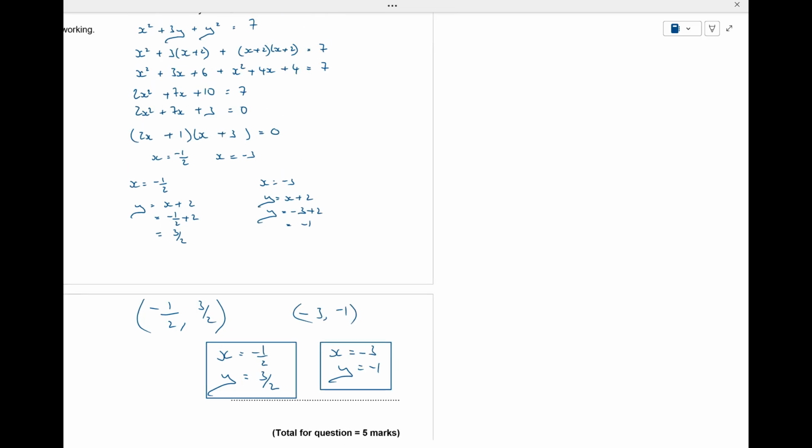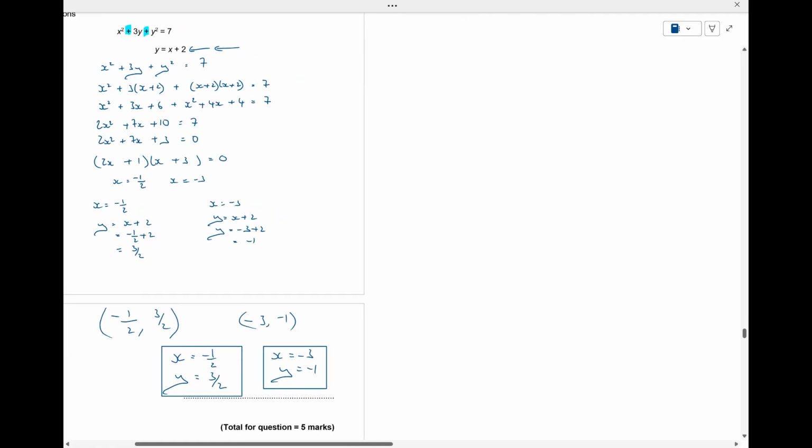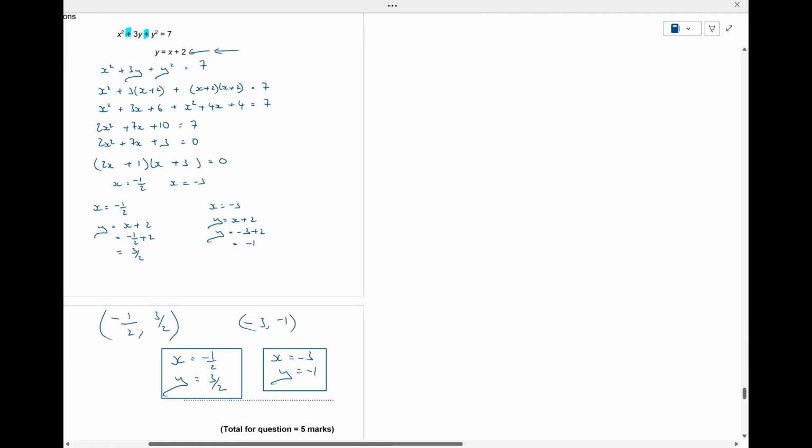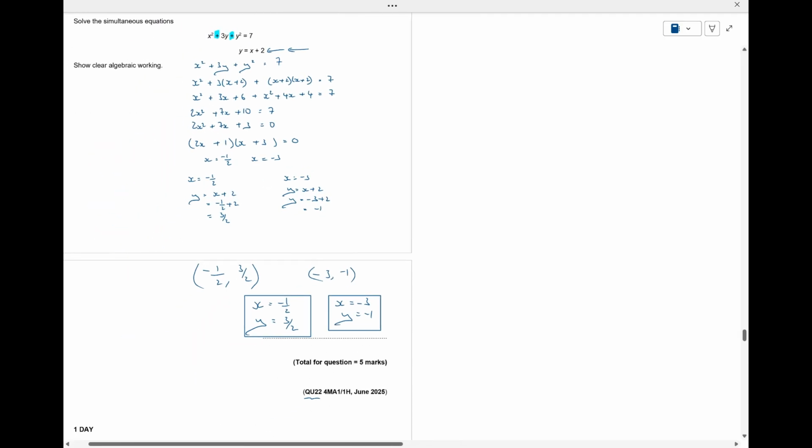Either way, that's 5 marks for you on a grade 8, grade 9 question, but a doable one, and one on a topic which we know we expect to come up at least once on every pair of papers.